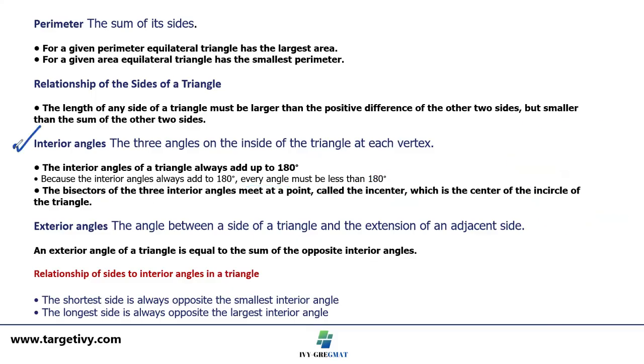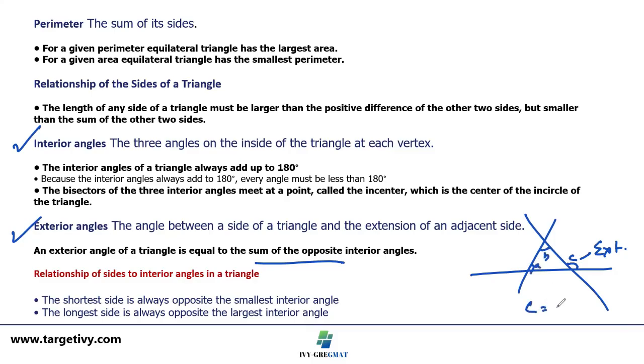Once we are done with this interior angle, let's understand what an exterior angle is: the angle between the side of a triangle and the extension of the adjacent side. So exterior angle, if I draw a triangle like this, this is an exterior angle. This exterior angle is equal to the sum of the opposite interior angles. So if this is C and this is A and this is B, so C is equal to A plus B. Very important property.